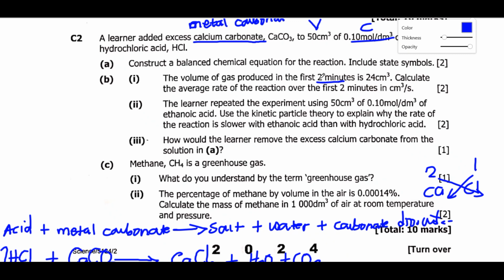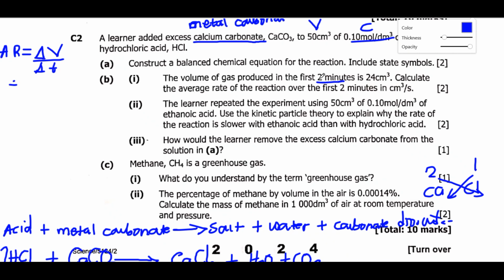So the formula, we are going to say average rate is equal to, so since we are given volume, we are going to say change in volume divided by change in time. So it depends with what you are given. Sometimes this formula can be mass over time if you are given mass, or concentration over time if you are given concentration. So you have to look at what you are given. So if you are given a volume, it's volume over time.